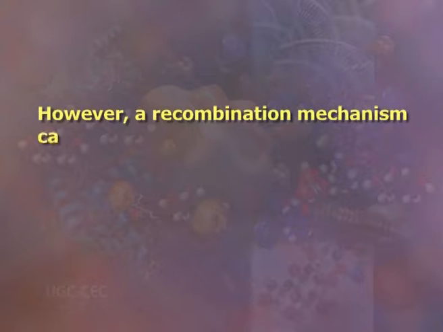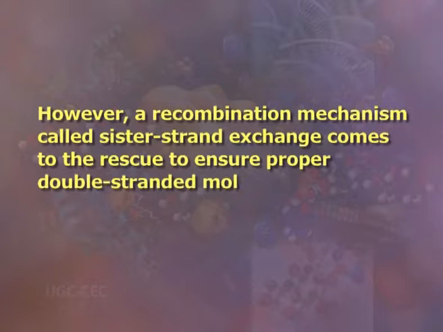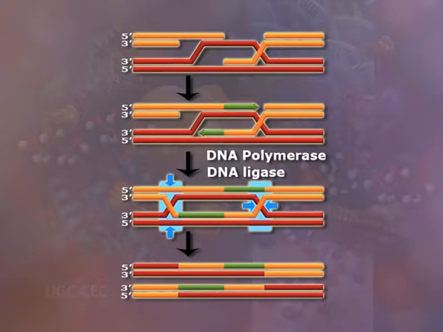However, a recombination mechanism called sister strand exchange comes to the rescue to ensure proper double-stranded molecules. In sister strand exchange, a single-stranded DNA segment free of any defects is excised from a good strand of the homologous DNA segment near the replication fork and somehow inserted into the gap created by excision of a thymine dimer, as shown in the figure. Once again, as you may have guessed, Pol I and DNA ligase act to join this inserted piece to adjacent regions, thus filling in the gap.